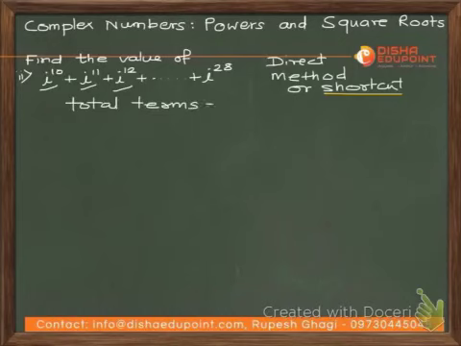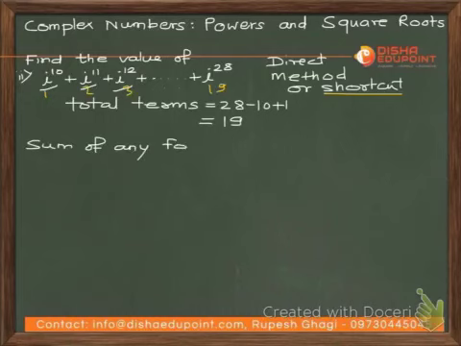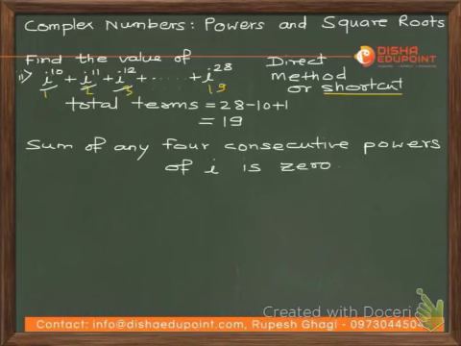See, there are a total of 28 minus 10 plus 1, that is equal to 19 terms over here, right? So this is first, second, third, and so on, there are a total of 19 terms. Now the sum of any 4 consecutive integer powers of i is 0. If we have 4 consecutive powers of i, then the sum will always be equal to 0.